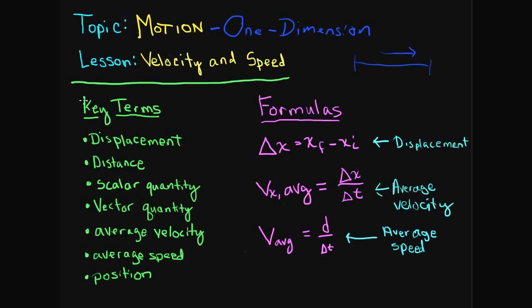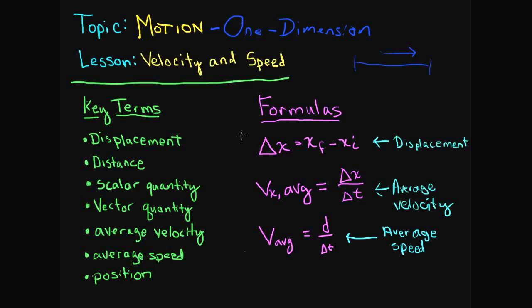At the beginning of each lesson I will be giving out some key terms. These terms are pretty much the core of the lesson. If you understand these terms and how they relate to each other, you understand the lesson. The key terms in this lesson will be displacement, distance, scalar quantities, vector quantities, average velocity, average speed, and position.